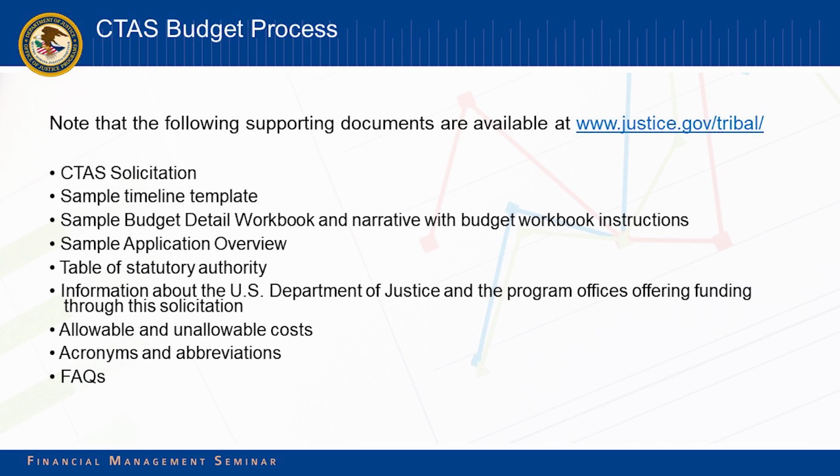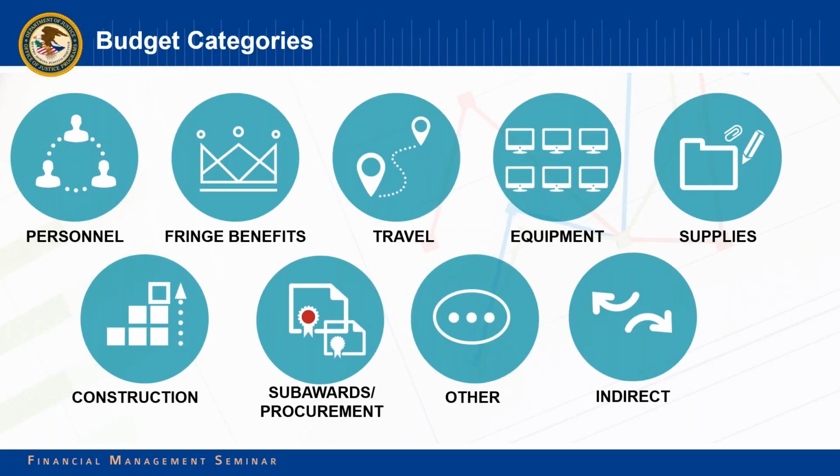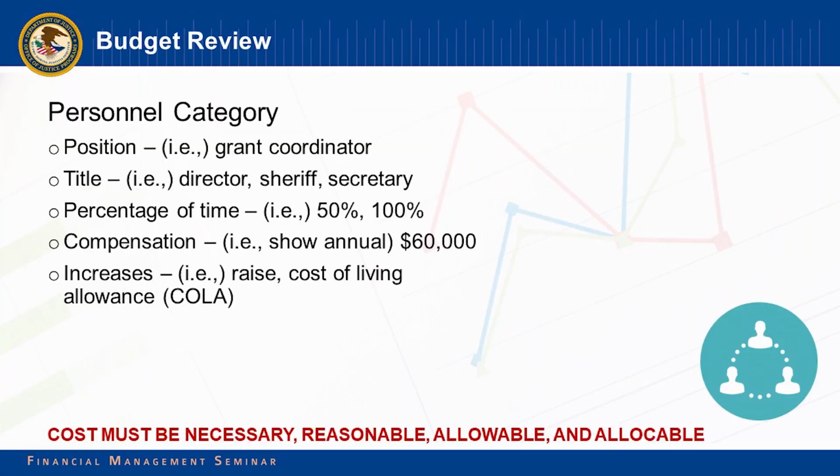So now let's take a look at the budget categories. We have personnel, fringe benefits, travel, equipment, supplies, construction, subaward/procurement, other, and indirect. Let's talk about the first budget category, which is personnel.